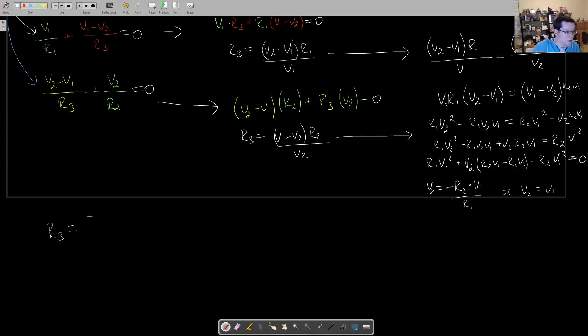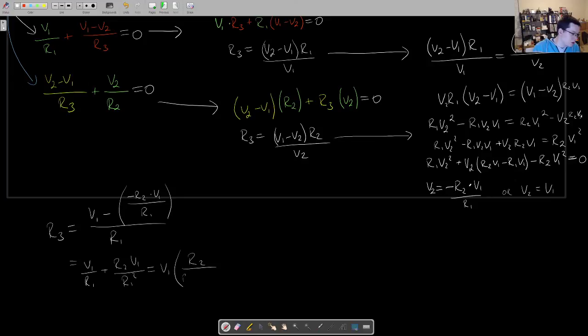R3 equals V1 minus V2, but we're going to substitute negative R2 V1 over R1. That equals V1 over R1 minus, plus R2 V1 over R1 squared, equals V1 times R2 over R1 plus R1 squared.